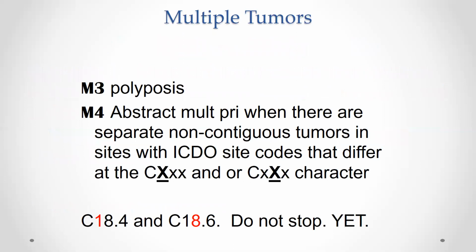Starting in the solid tumor rules at the multiple tumor header, which would be rule M3, we walk through these rules. Obviously, we don't have polyposis, so that doesn't apply. Looking at M4, it tells us to look at our primary site codes and do they differ at the second or the third character. Our second and third character are the same, so we're not going to stop yet. So we need to keep going.